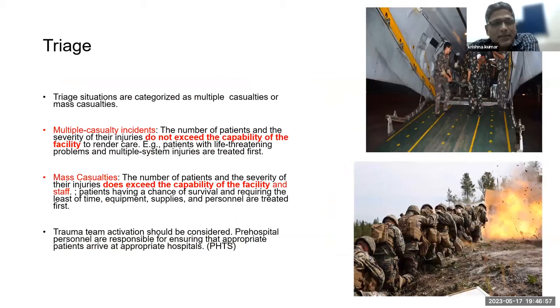And triage is mainly required in multiple casualties or mass casualties. By definition, in multiple casualties the number of patients and the severity of the injuries do not exceed the capability of the facility to render care. That is generally what you see in a quaternary care or tertiary care center or level one trauma center. And in mass casualties the number of patients and the severity of the injuries does exceed the capability of the facility and the staff. So here the triage will be based on the available resources and the chances of survival, on how fast you can manage these casualties with minimal time, minimal equipment, minimal supplies and the personnel available, and then refer them to a subsequent definitive care hospital.